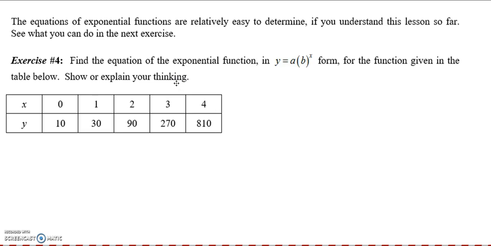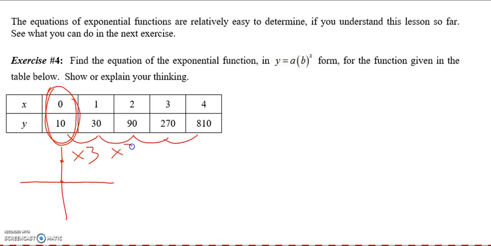All right, how did you do? Did you realize that this is the y-intercept right there? Think about the coordinate grid. When x is 0, that's when you're on the y-axis, so the point (0, 10) is the y-intercept. And then did you figure out what is happening to each of these? Hopefully you see you're just multiplying by 3 each time. So that's your multiplying factor, your b.